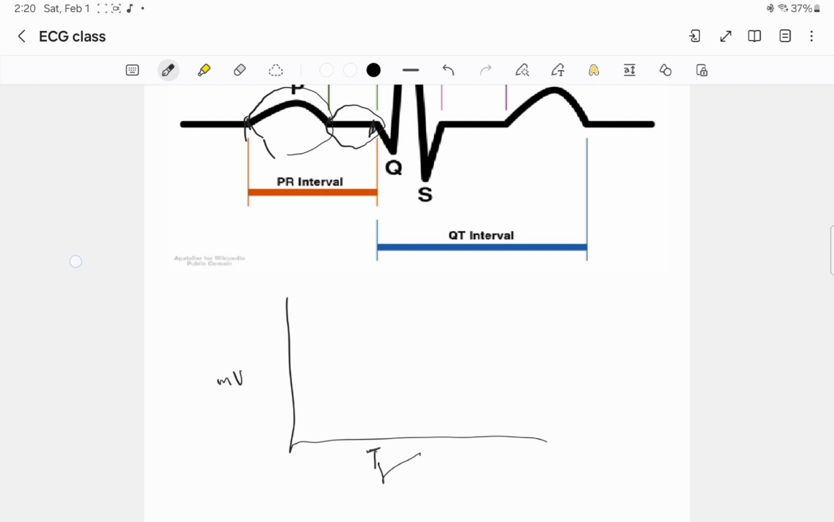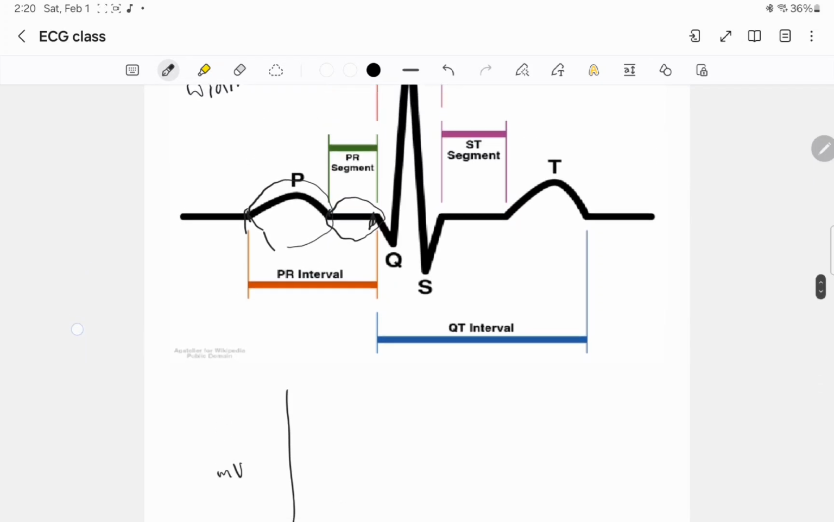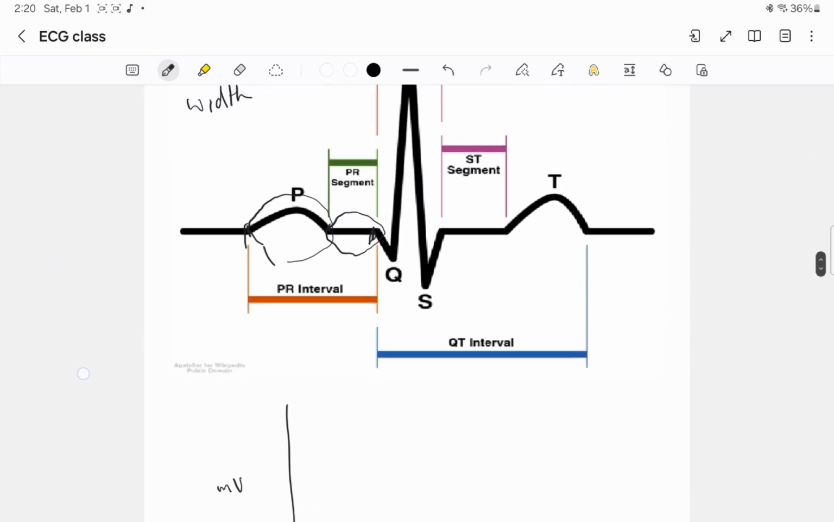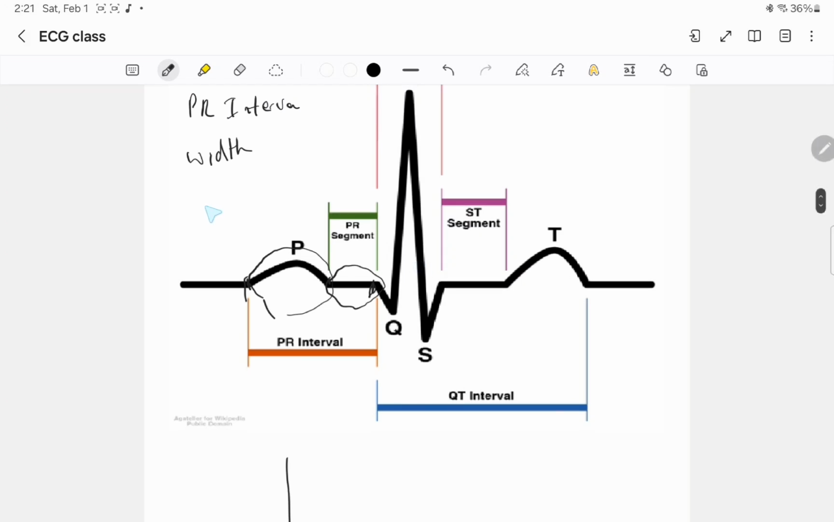So the PR interval width, right, should be, let's see, where can I draw this? The PR interval width should be between 3 to 5 small boxes, which is 0.12 to 0.2 seconds. And that's it for analysis of the PR. So the next area of the ECG that we would analyze is the QRS complex.